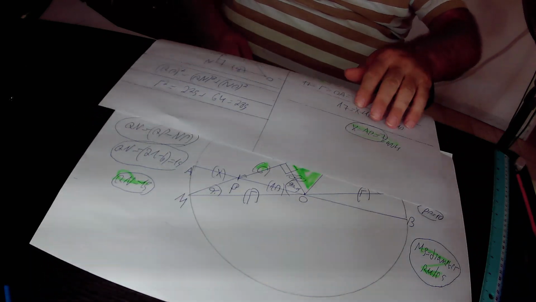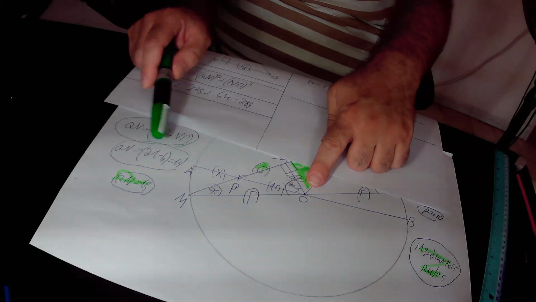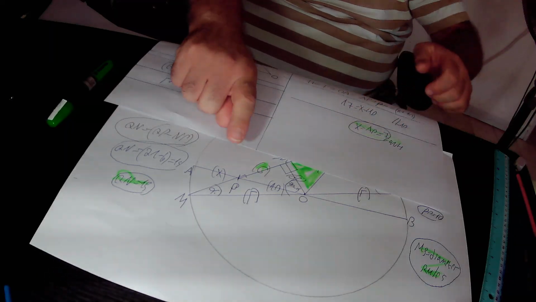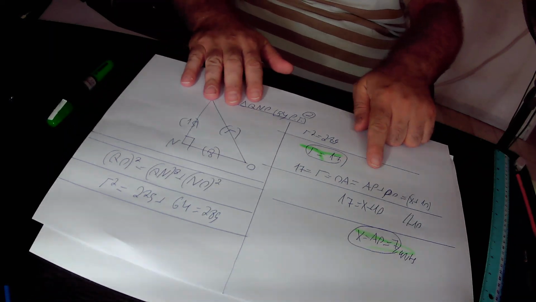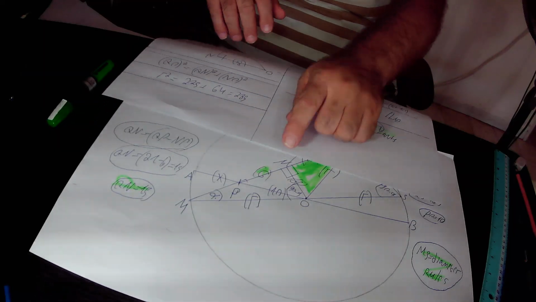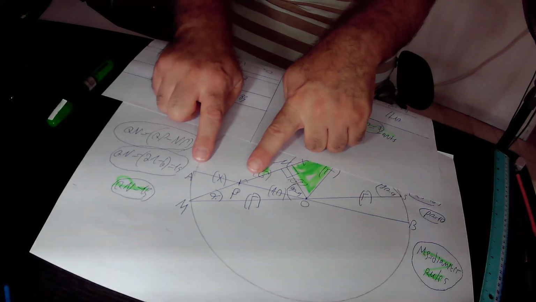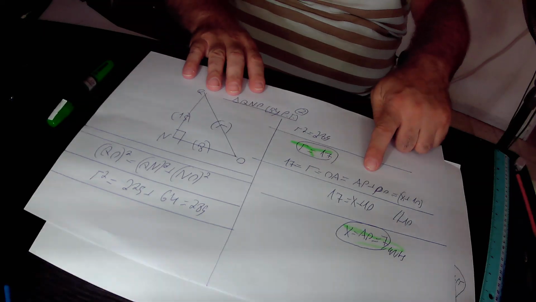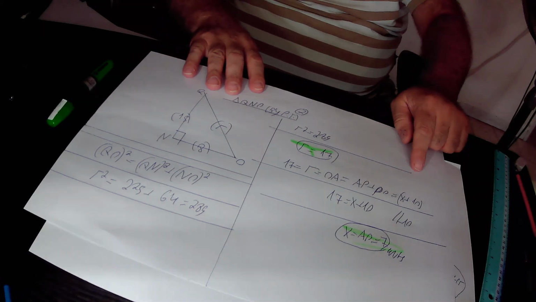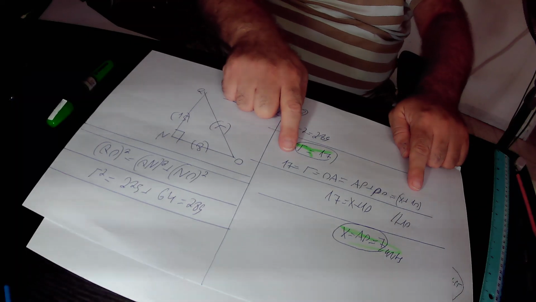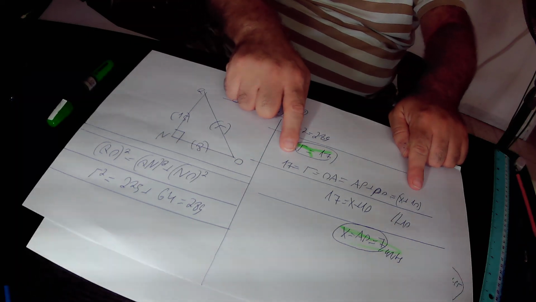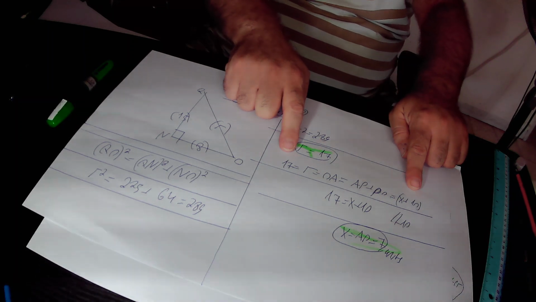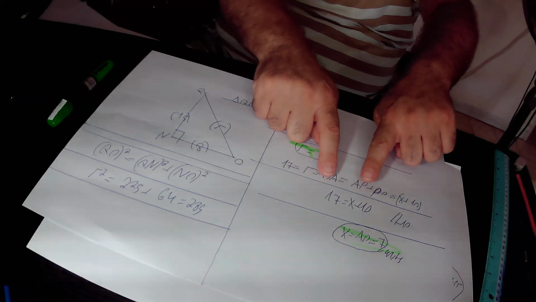But OA in total equals AP plus PO. Again, OA equals AP plus PO. AP equals X. That is the line segment that we are looking for in this question. And PO equals 10. And from this long equation, 17 equals R equals OA equals AP plus PO equals X plus 10. We will derive that 17 equals X plus 10.